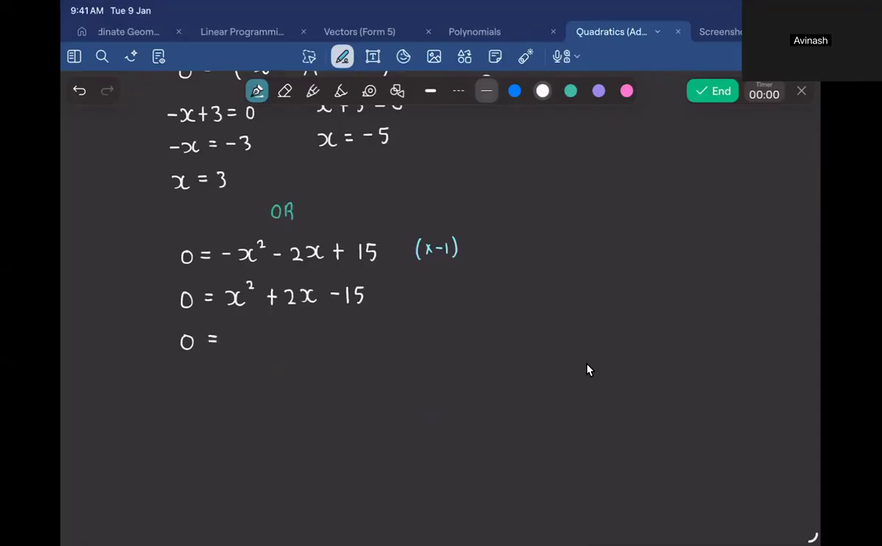Okay, we are accustomed to seeing our quadratics looking like this, right? So now we could go ahead and do it like how you would normally do it. So how would you multiply to get back x squared? x by x. And the last term here is 15.